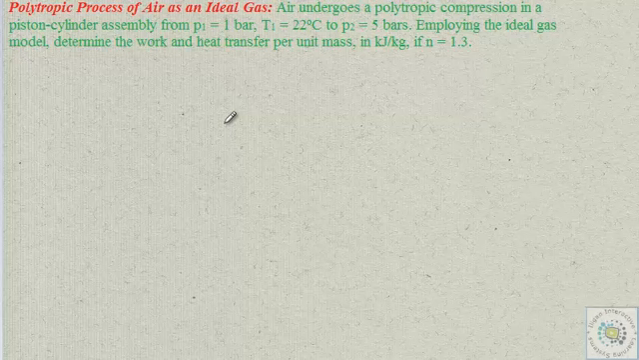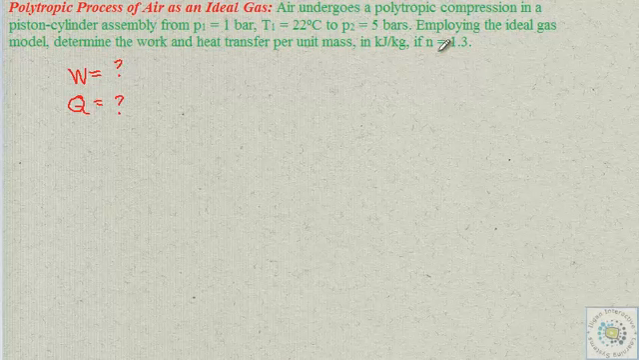Air undergoes a polytropic compression in a piston cylinder assembly from P1 equal to 1 bar and T1 equal to 22 degrees Celsius to P2 equal to 5 bars. It's being compressed, right? Employing the ideal gas model, determine the work and heat transfer per unit mass. Essentially, we're looking for W and we're looking also for Q, per unit mass, if we are given that n is equal to 1.3.